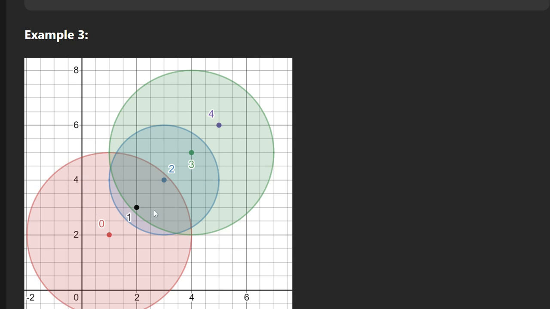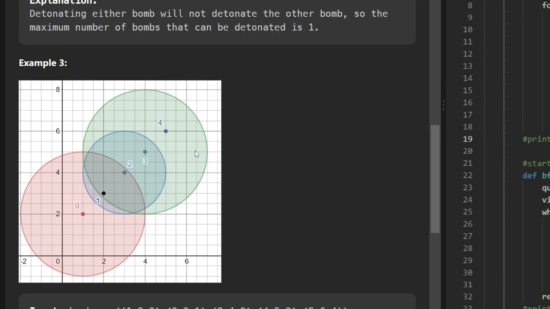What will happen is, the center of the blue circle is in its blast radius, so this will also explode. Now since it is exploding, this particular region, which is outside the red circle but within the blue circle, will also be affected. That means the green bomb, its center is within the blast radius of the blue one, so it will also explode ultimately. So the idea is, if I explode red, it will lead to explosion of the blue, which will further lead to the explosion of the green. That is the basic idea.